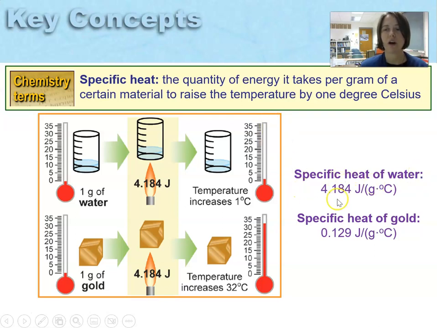The specific heat of water is 4.184 joules per gram degree Celsius, and the specific heat of gold is a lot less. And so it doesn't take as much heat to raise the temperature when you have a low specific heat, and it takes a lot of heat energy to raise the temperature if you have a higher specific heat.